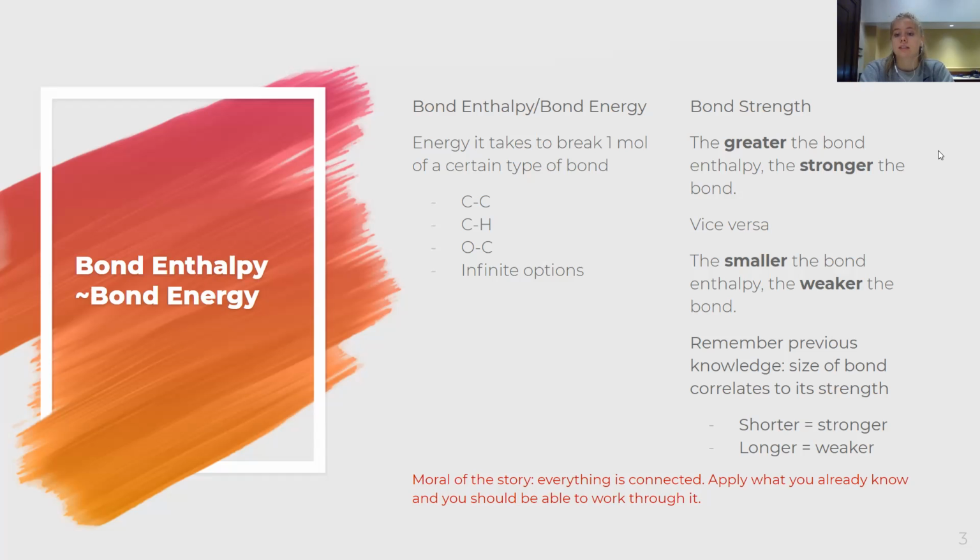So bond strength, as it says in the slideshow, is the greater the bond enthalpy, the stronger the bond. And vice versa is also true. So the smaller the bond enthalpy, the weaker the bond is going to be.